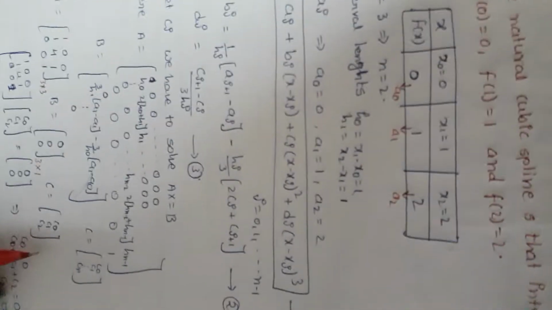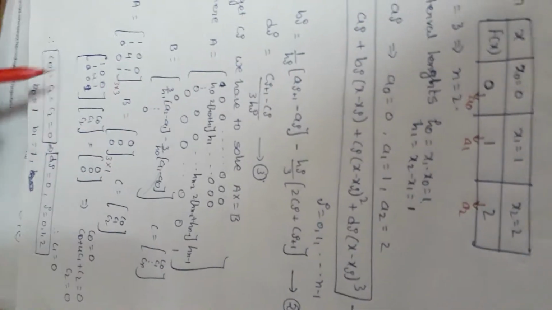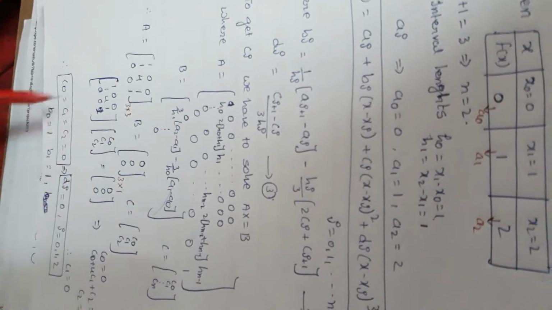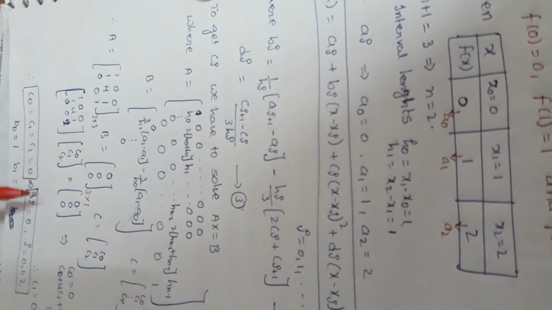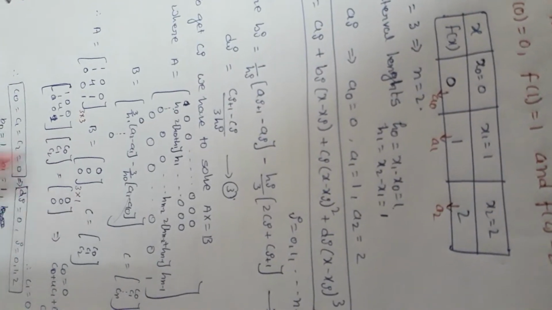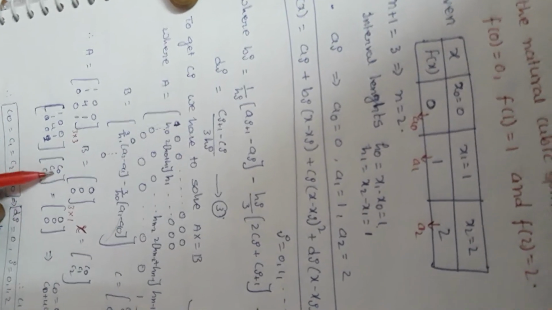Last row we get 0. So this is 3 by 1, our constants C0, C1, C2. So AX is equal to B. The A matrix is 1 0 0, 1 4 1, 0 0 1. In place of X, C is there: C0, C1, C2 is equal to 0 0 0.